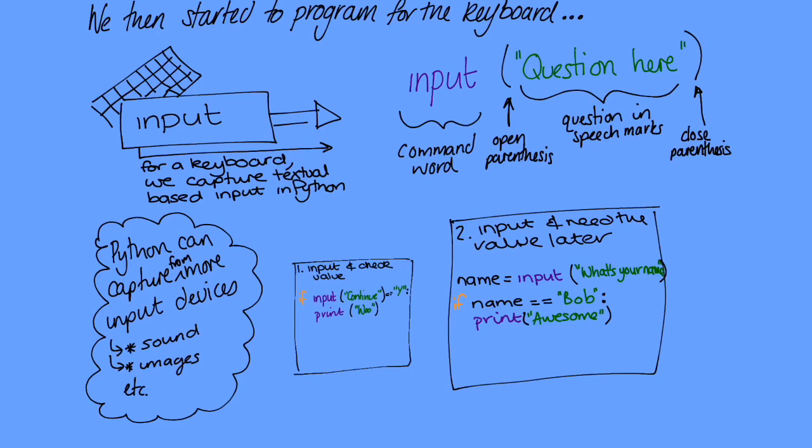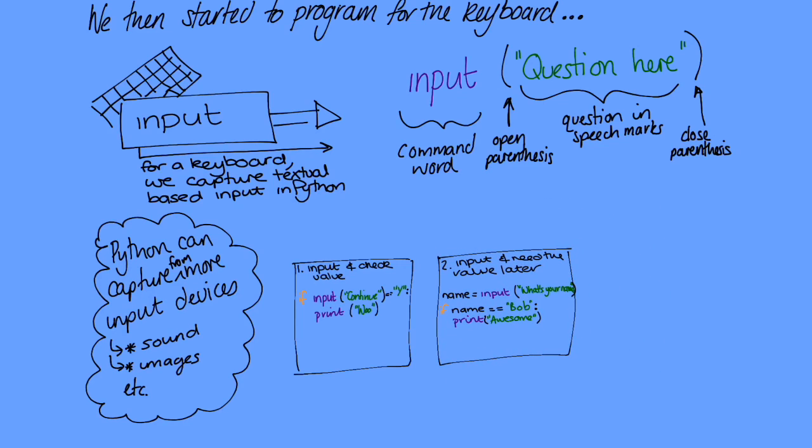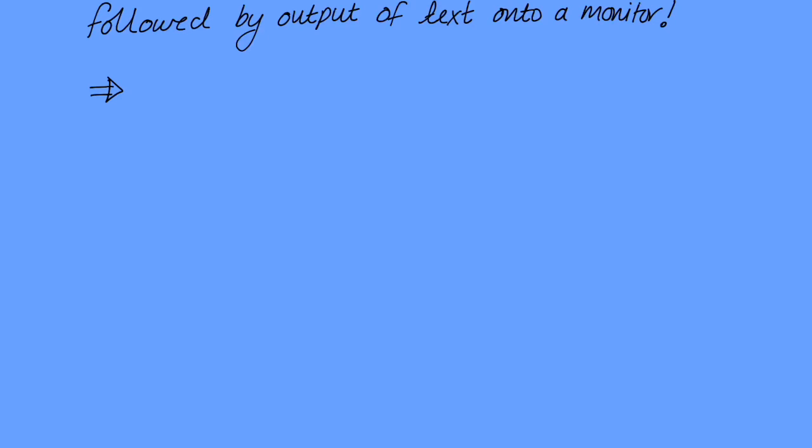Okay, but we can use it later in our program. That value is there for us to use for the whole time that our program is running, while our Python script is running. We then looked at output. And we just wanted to look at the first instance of output, just of that text onto the monitor.